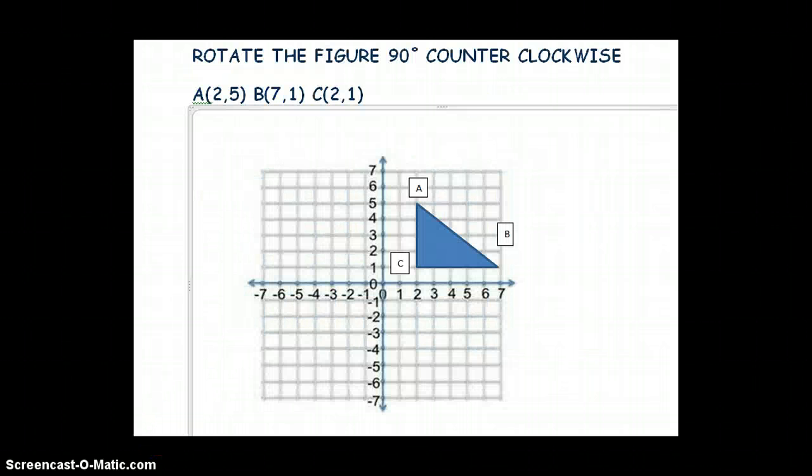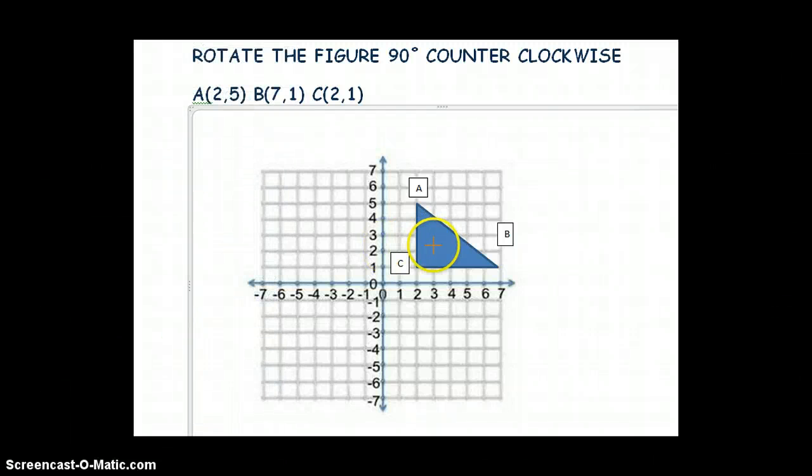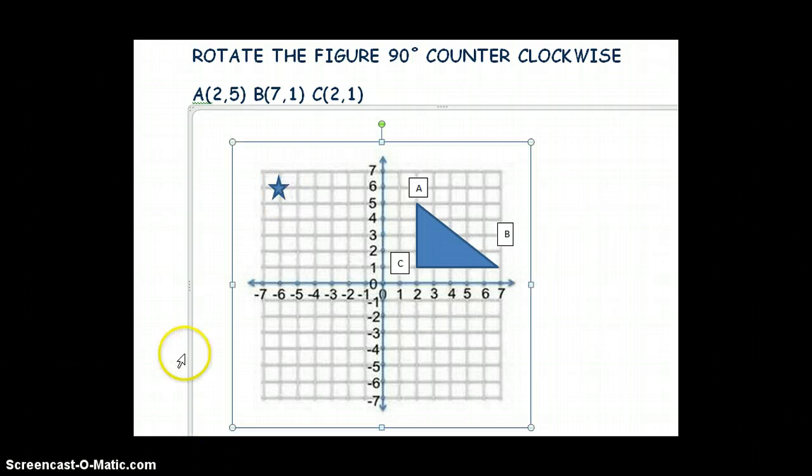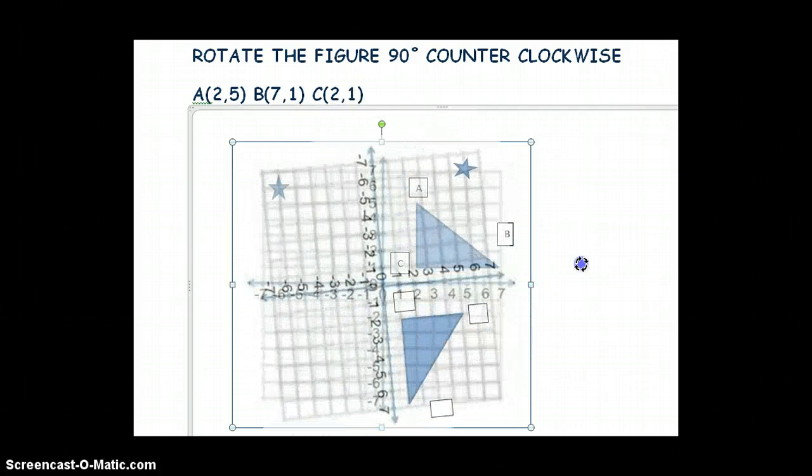So now let's look at a triangle. We want to rotate the triangle 90 degrees counterclockwise. So we're going to put a star in the quadrant that it should end up in. Since it's in quadrant 1, it needs to go 90 degrees counterclockwise. We know it should end up right over here. So we're going to put a star there. So now all we have to do is rotate our graph to where our star is where the original shape was.